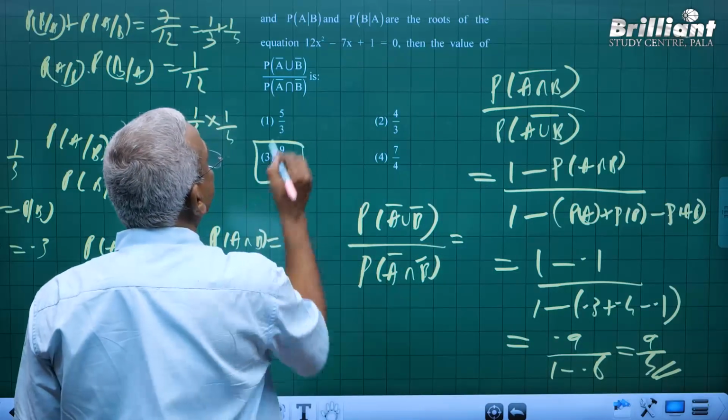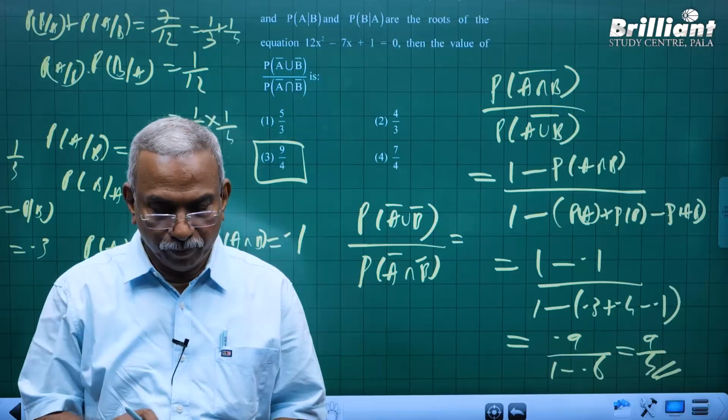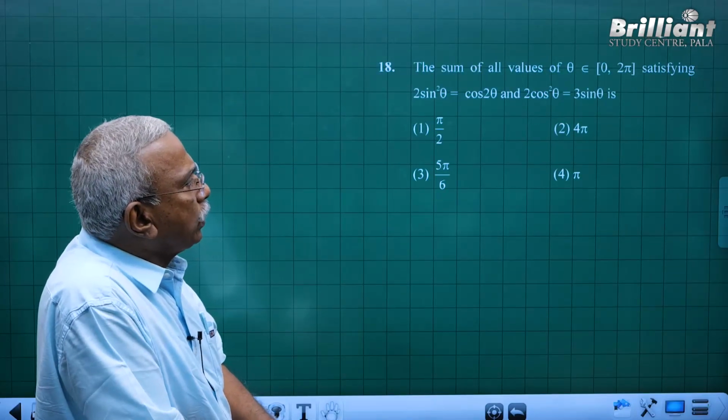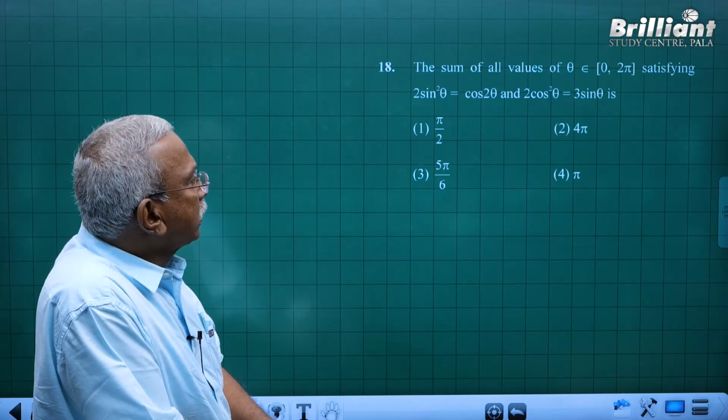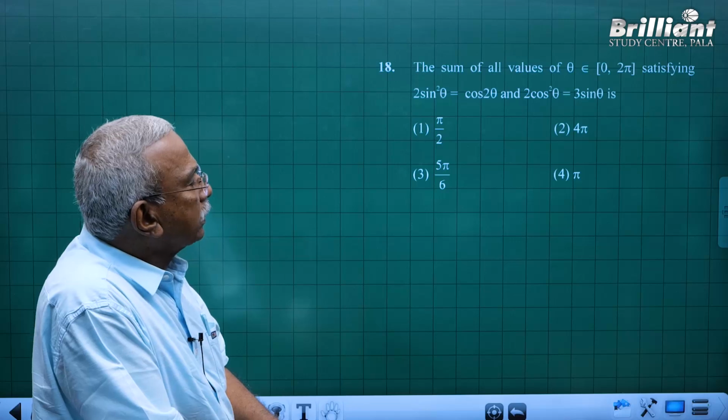So option 3 is there. This is actually a tricky question, but we can easily answer it. Now, the sum of all values of theta in [0, 2 pi] satisfying 2 sin square theta equal to cos 2 theta and 2 cos square theta equal to 3 sin theta.